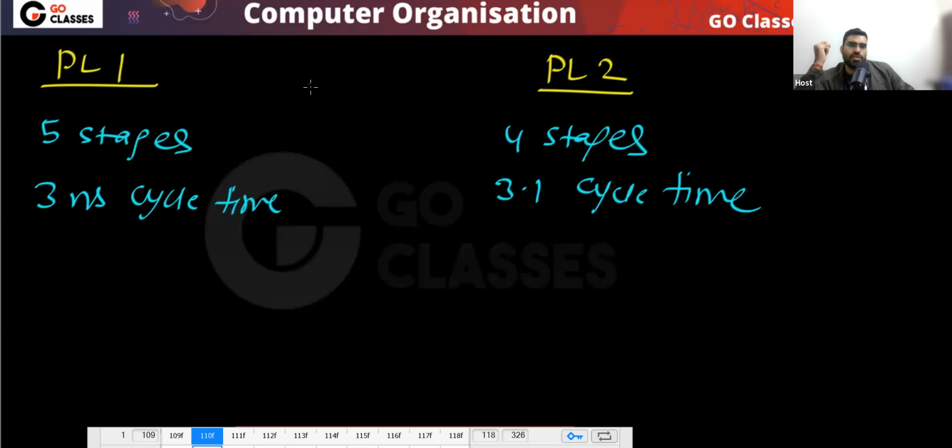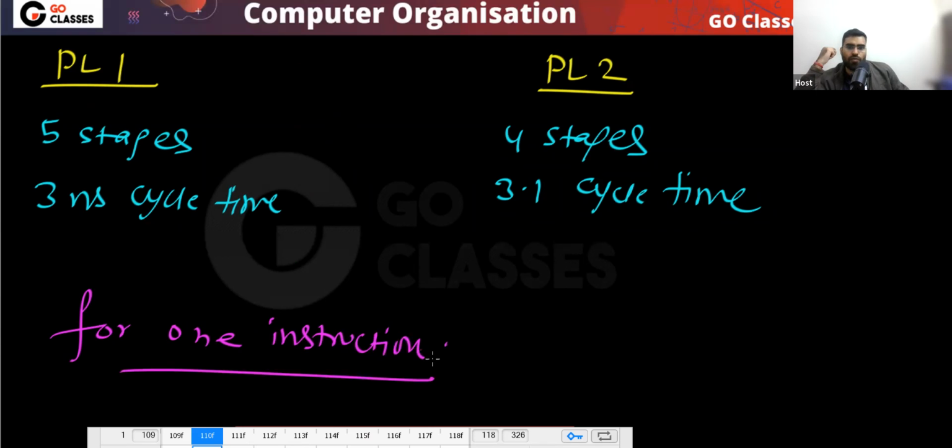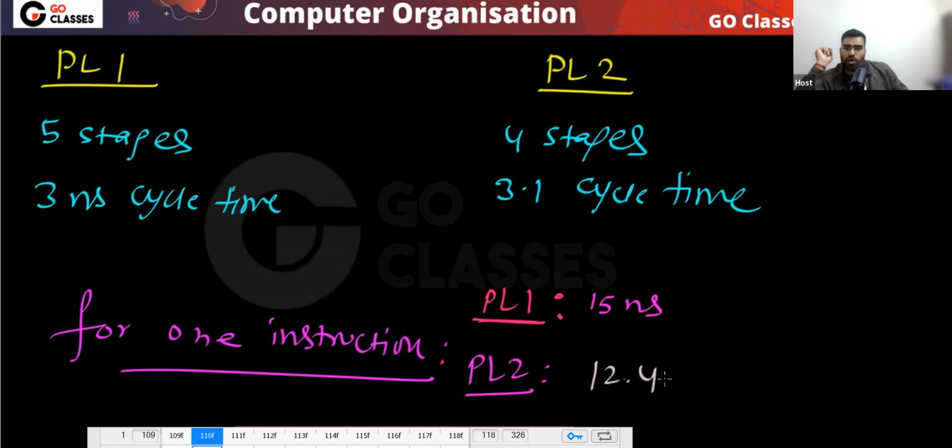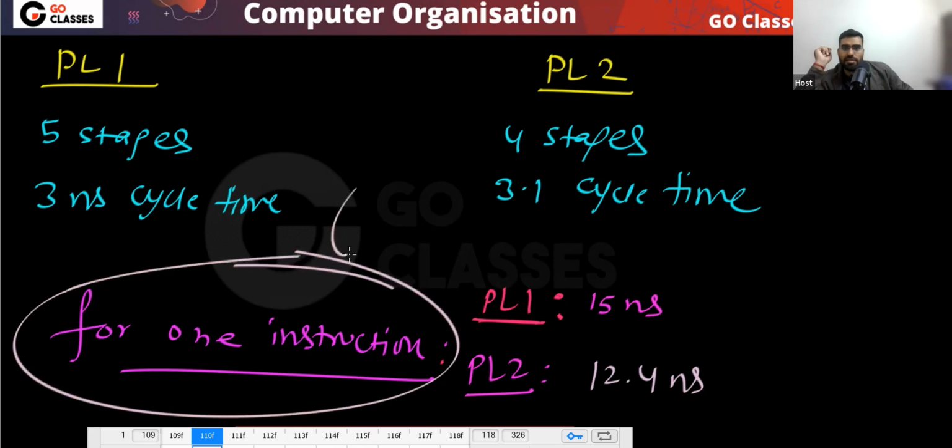For one instruction, which will you prefer? For one instruction, PL1 will take 15 nanoseconds, and PL2 will take almost 12.4 nanosecond. So for one instruction, PL2 is definitely better.